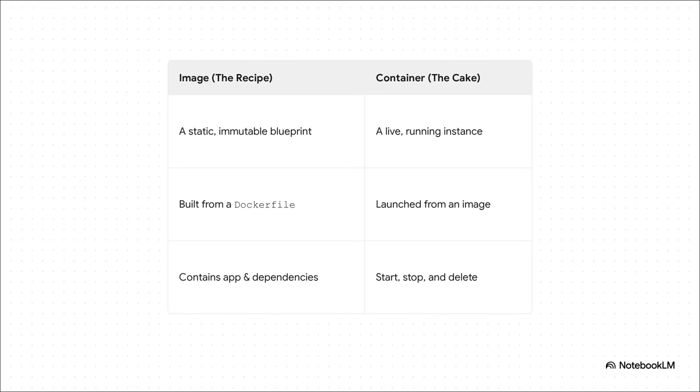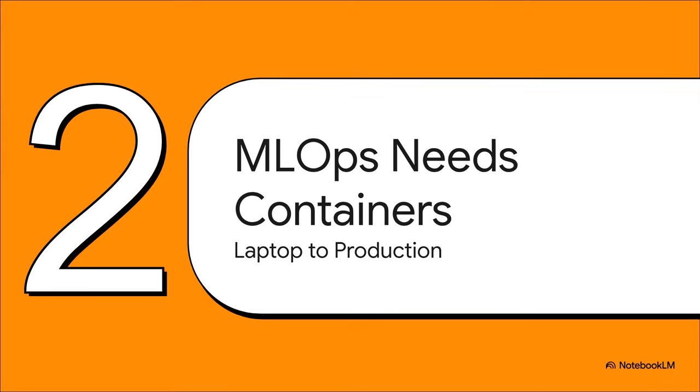Now the container, that is the actual cake. It's the live, running thing that you create from the recipe. You can start it, you can stop it, and you can use that one recipe to bake a dozen identical cakes, or containers. So we get what they are, but why are containers such a massive deal for MLOps specifically?